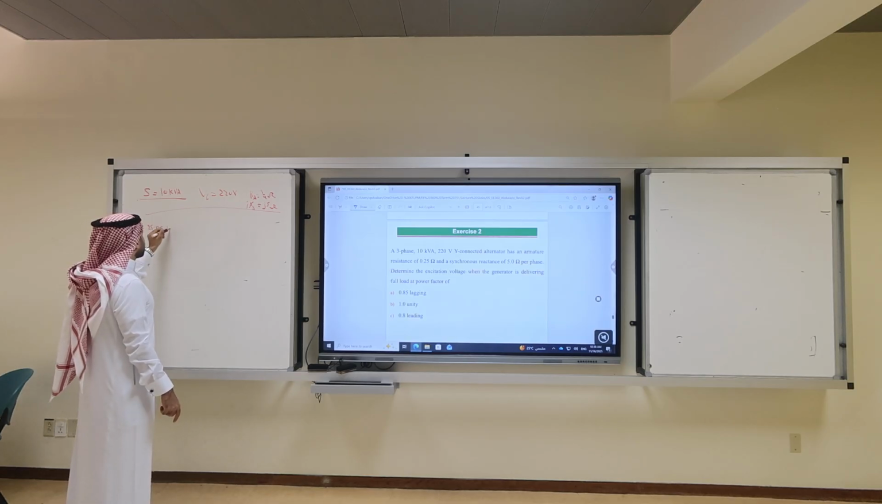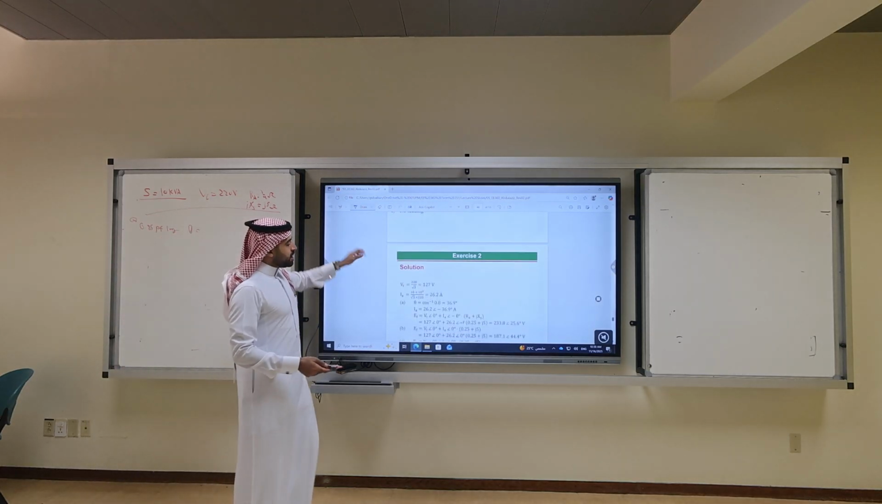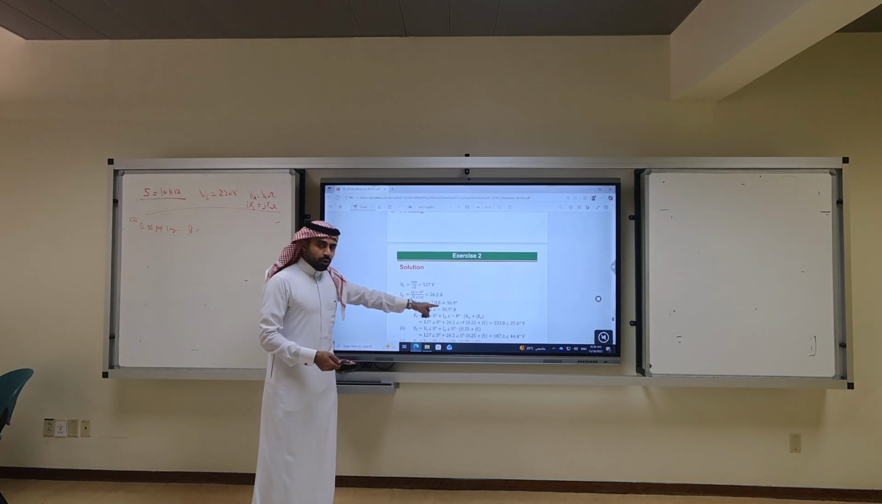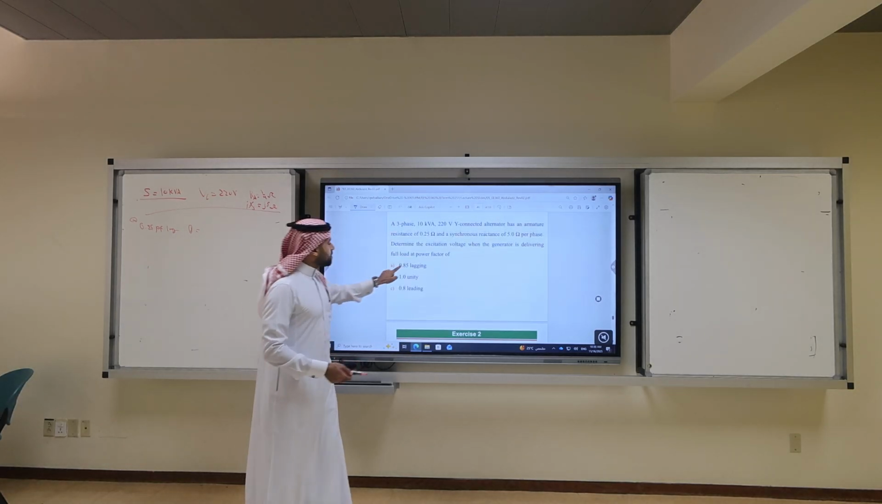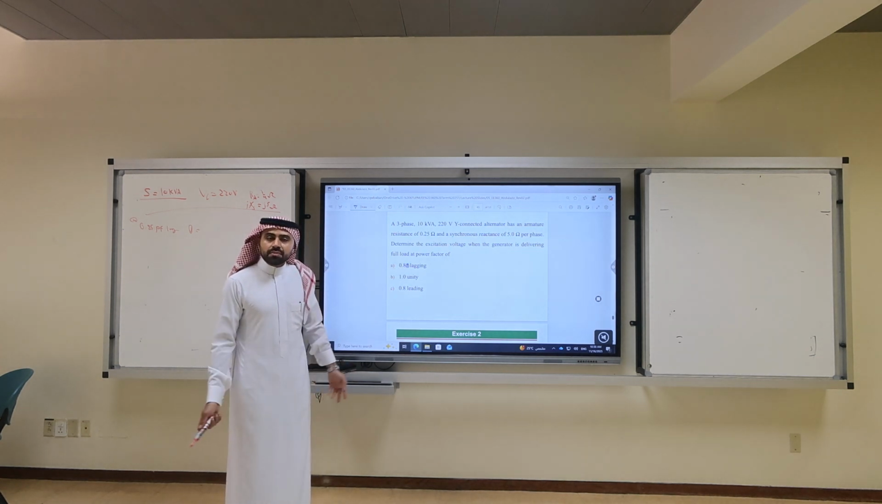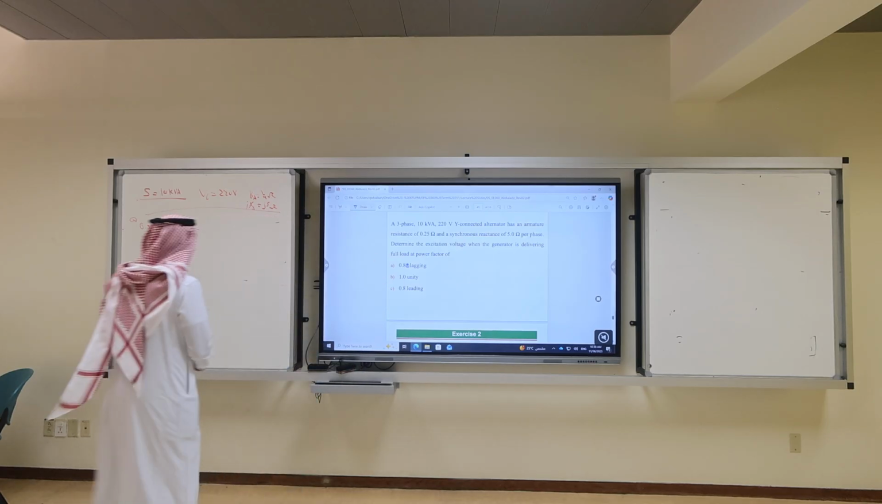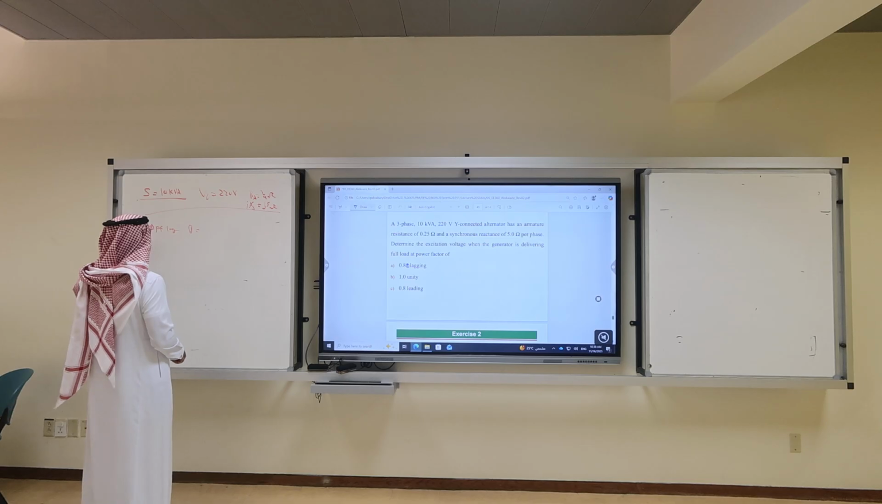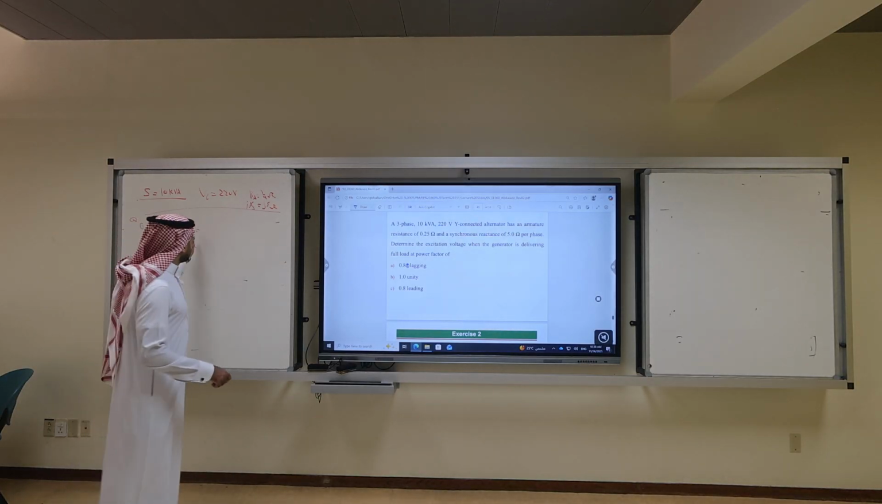0.85 PF lagging implies a theta. There's a typo in the solution. In the solution, he's solving it for 0.8, not 0.85. So here, what I'm going to do is I'm going to fix this. Can I fix that? Doesn't matter, 0.85, 0.8. I'm going to use 0.8. So what is the theta for 0.8? Cosine inverse of 0.8, 36.87, right? Yes.